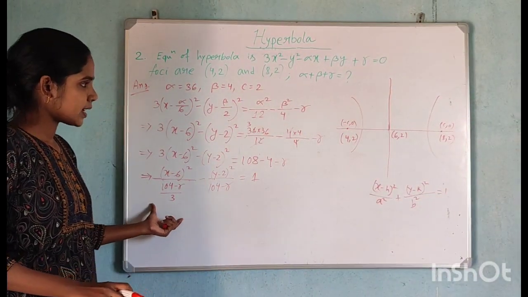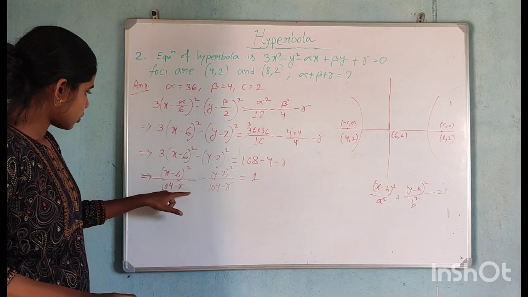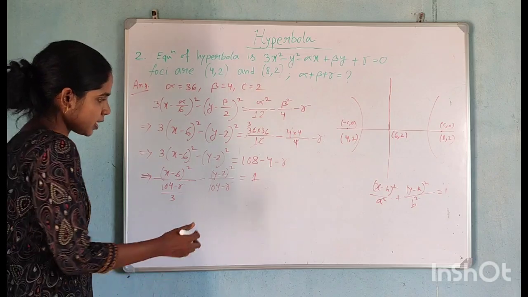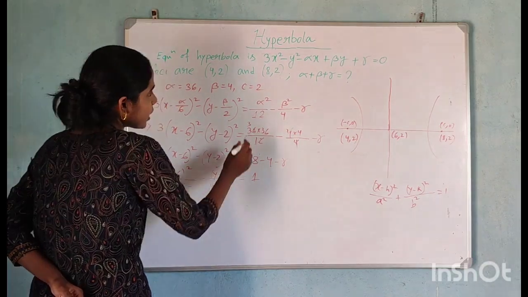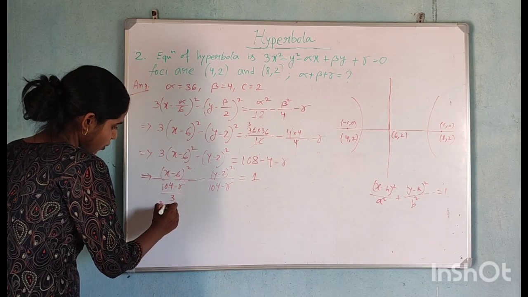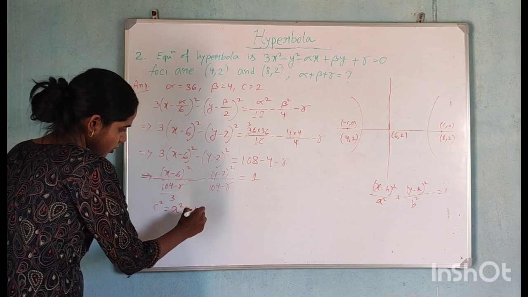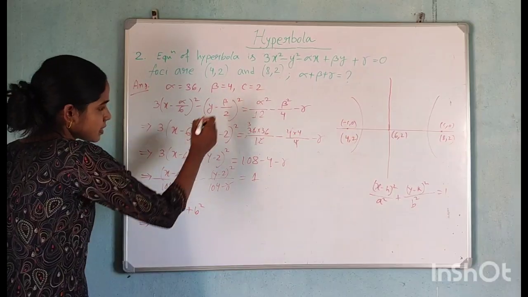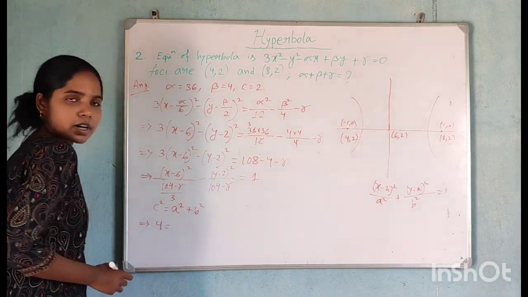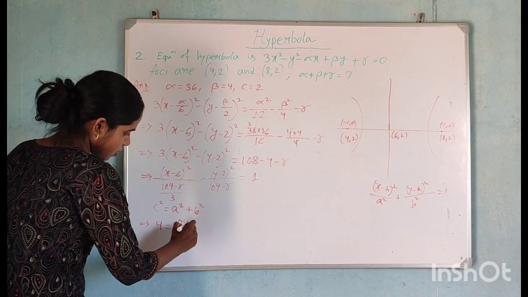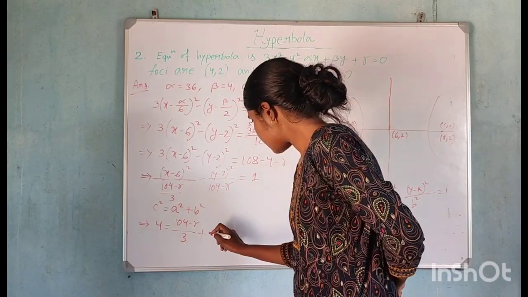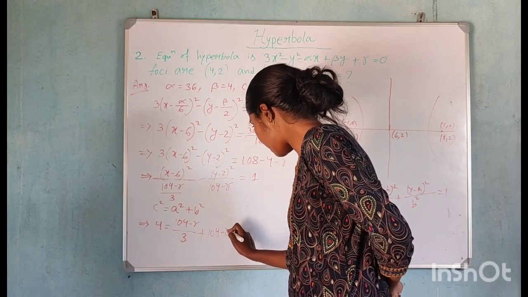Now we have made it in standard form. So can I conclude anything from here? This is a square and this is b square. Now we already know the value of c. So we know that c square equals a square plus b square, and here c square means 4. a square is 104 minus gamma by 3, and here b square is 104 minus gamma.